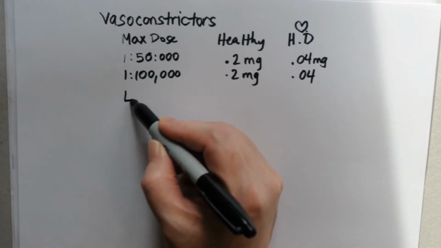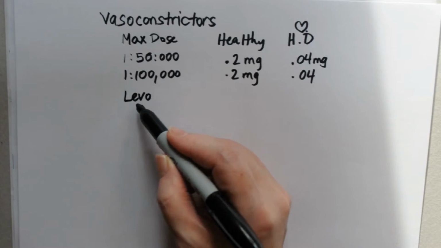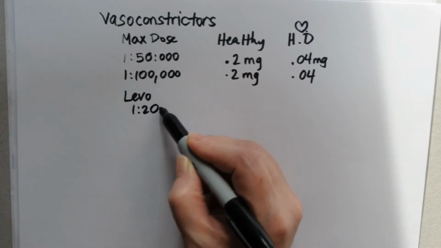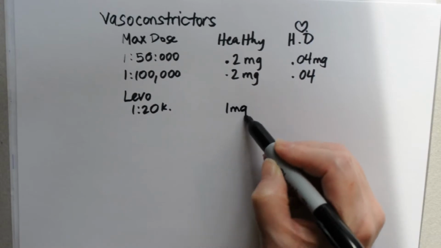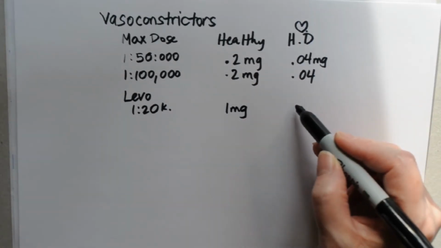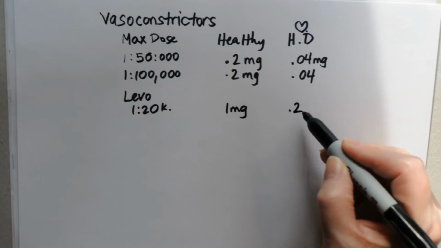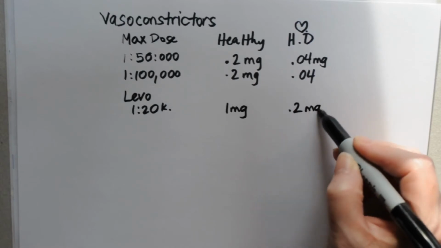And then if we're using levonordefrin, which usually comes in a 1 to 20,000 concentration, our maximum for a healthy patient is 1 milligram, and for someone with ischemic heart disease, it's 0.2.